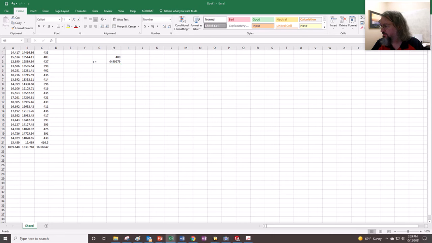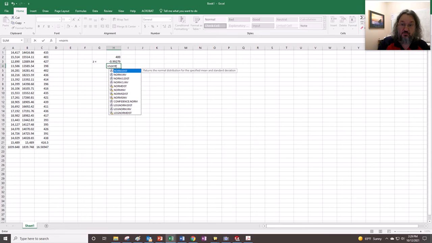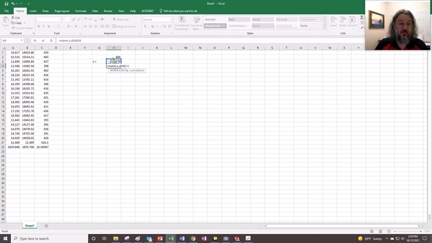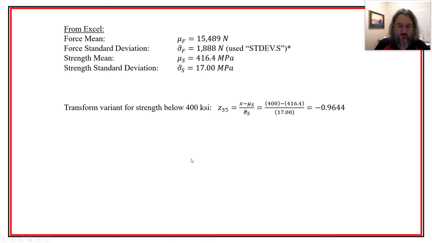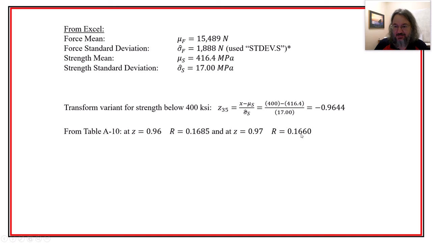But we want to find the probability. What we type is equals norm dot s dot dist, and we get this value and then set true, and you get 16.4. So what we pretty much have right here is that's going to be 16.4%. But running through it with the values that I got, 16.6 right there, right? If I interpolated in between those two.